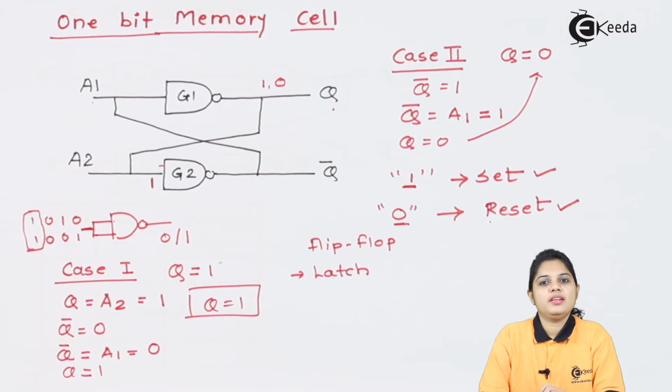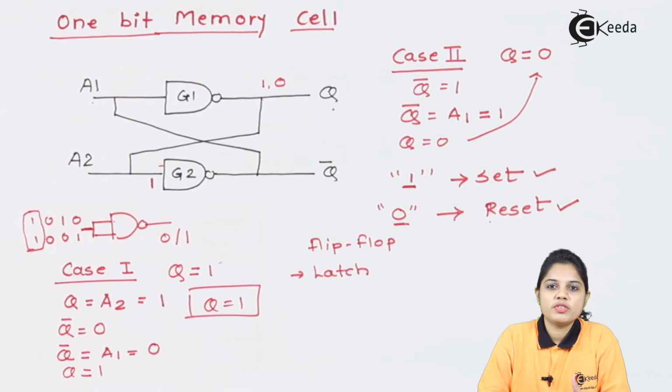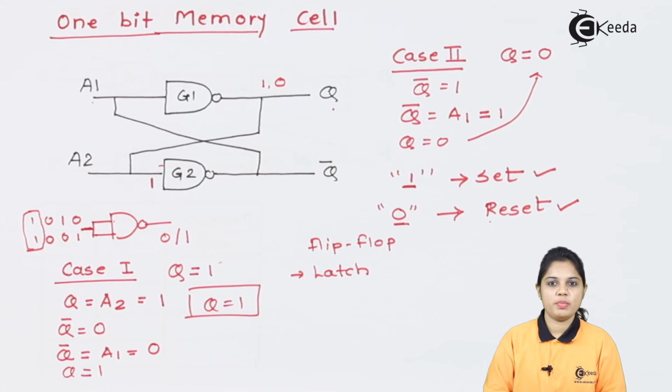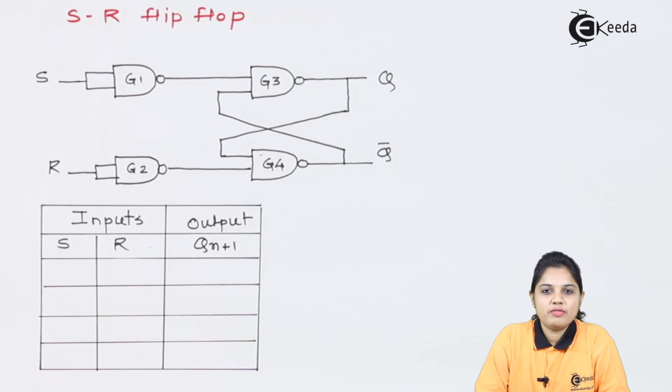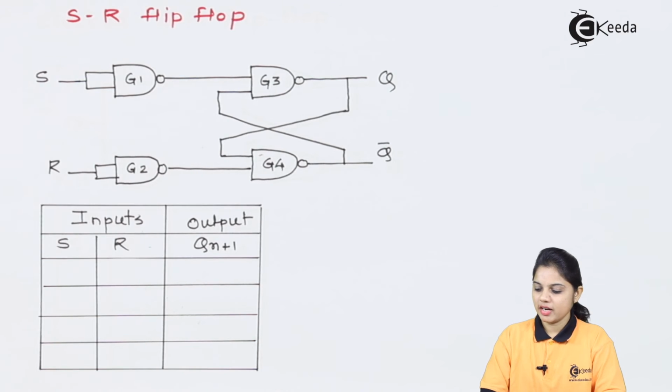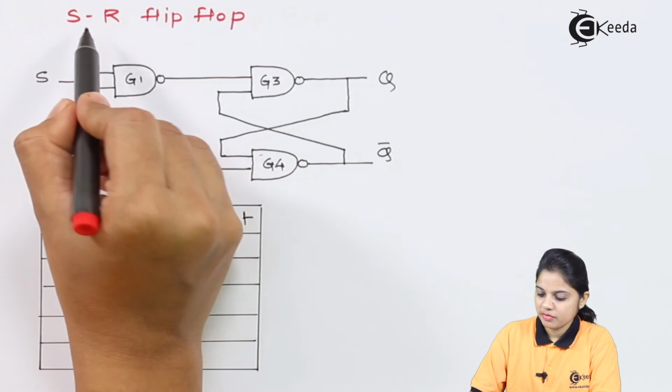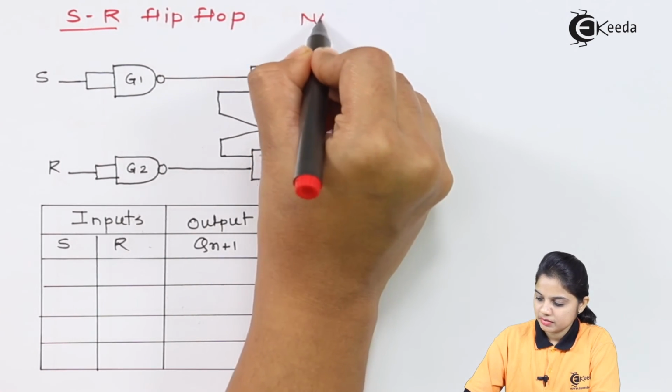Now after getting the basic understanding of the 1-bit memory cell, we can move towards the SR flip-flop. Now let's see what the SR, that is the set-reset flip-flop, is. Let's see how an SR flip-flop can be designed. An SR flip-flop can be designed by using either NAND gates or NOR gates. Here we have a diagram where we have designed the SR flip-flop by using NAND gates.